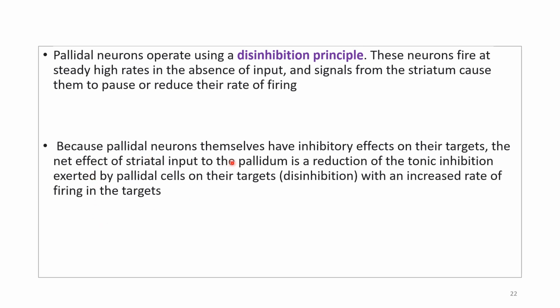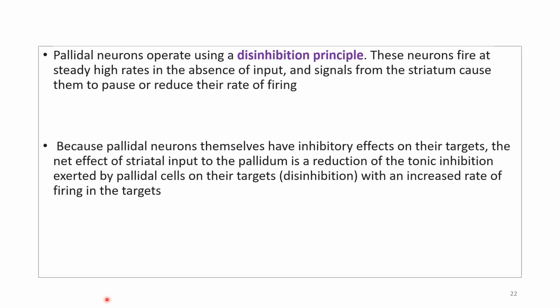Because pallidal neurons themselves have inhibitory effects on their targets, the net effect of striatal input to the pallidum is a reduction of the tonic inhibition exerted by pallidal cells on their targets, that is disinhibition, with an increased rate of firing in the targets.